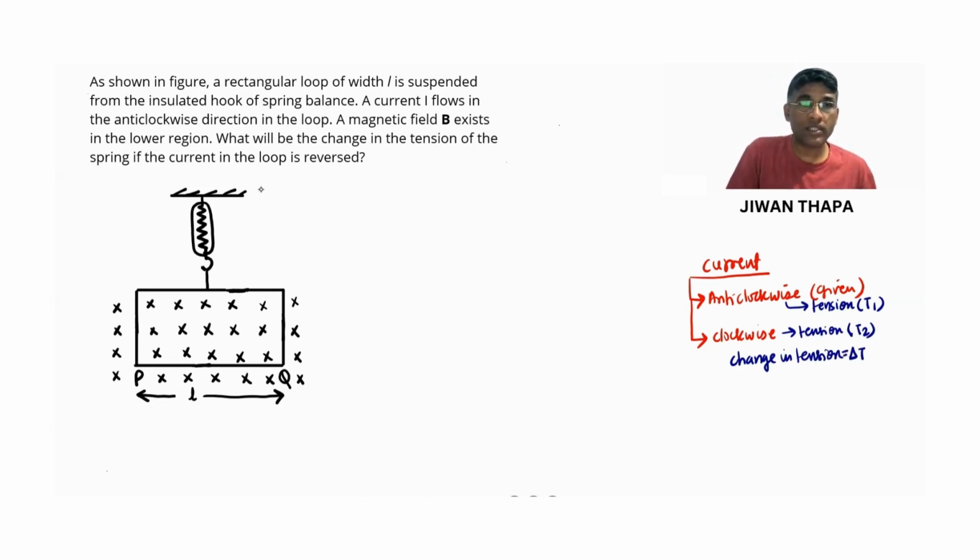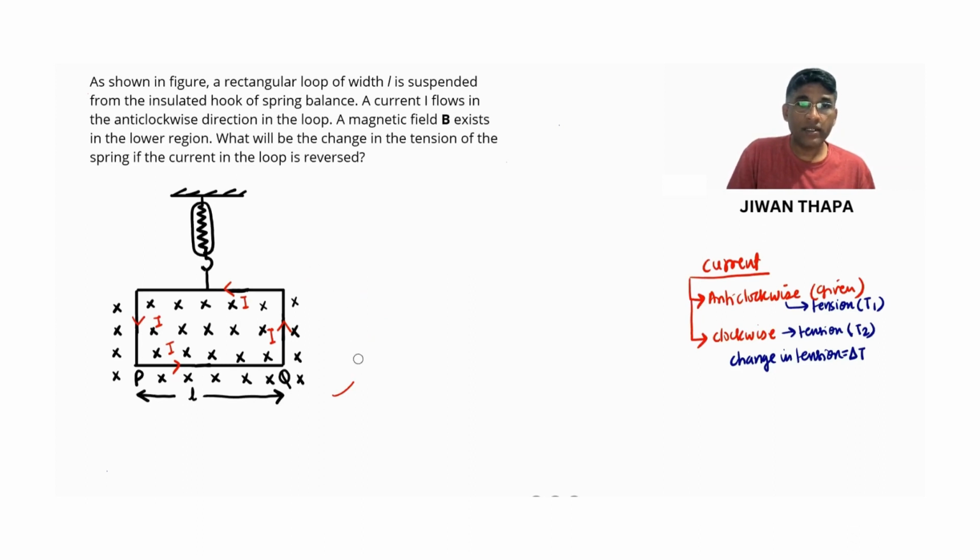Now let us come back to this figure. We can see we have a rectangular loop of width L. And current I flows in anti-clockwise direction. So let me denote it in this way: we have current I flowing in anti-clockwise direction.